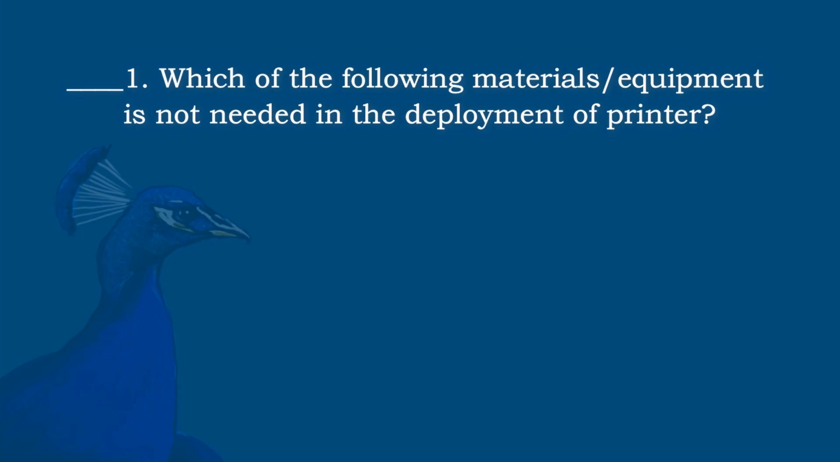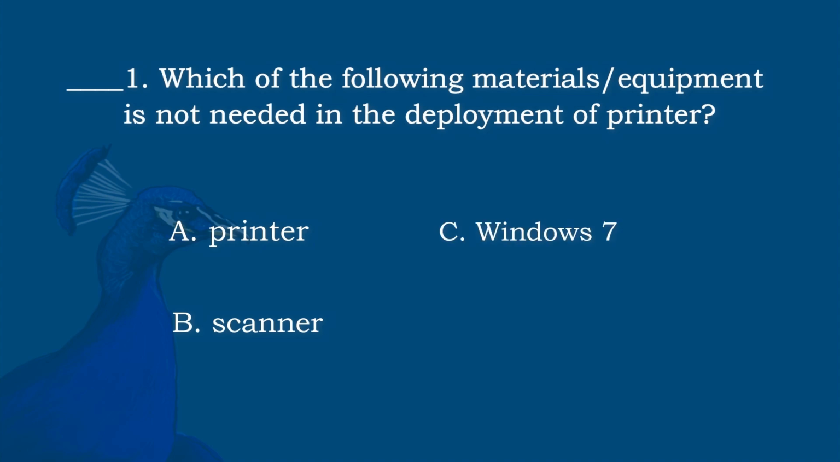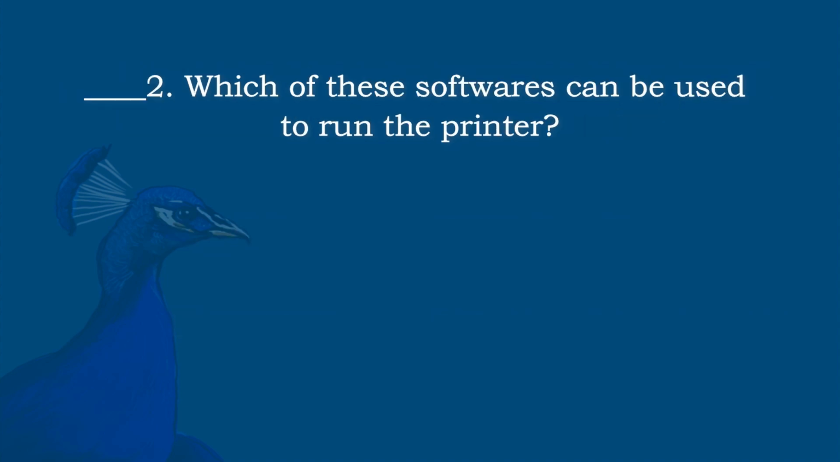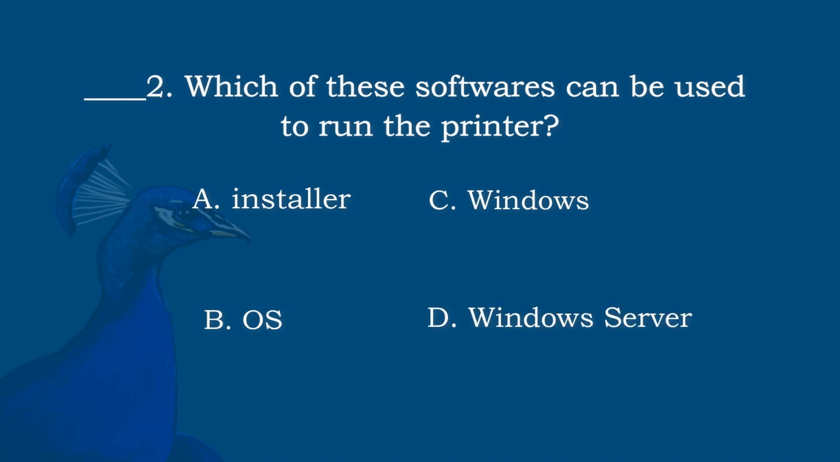Number 1. Which of the following materials or equipment is not needed in the pre-deployment printer? A. Printer. B. Scanner. C. Windows 7. Or D. Windows Server 2008 R2. Number 2. Which of these softwares can be used to run the printer? A. Installer. B. OS. C. Windows. Or D. Windows Server.